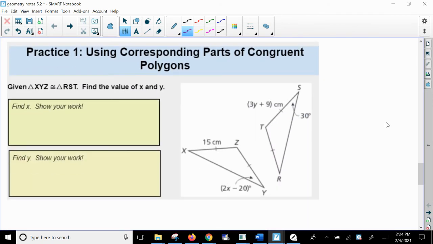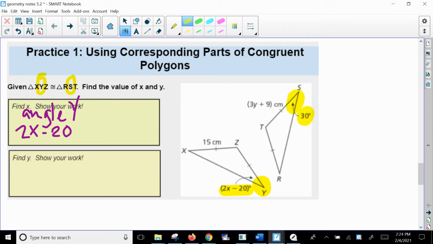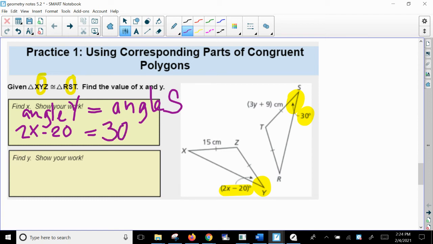Using corresponding parts, find the value of X and Y. Let's start with X. So 2X minus 20 represents angle Y. Well, if I look at my congruent statement, I see that angle Y is matching angle S. And angle S is 30. So if angle Y and angle S are your matching corresponding angles, then 2x minus 20 equals 30 degrees, because that's what angle S is.